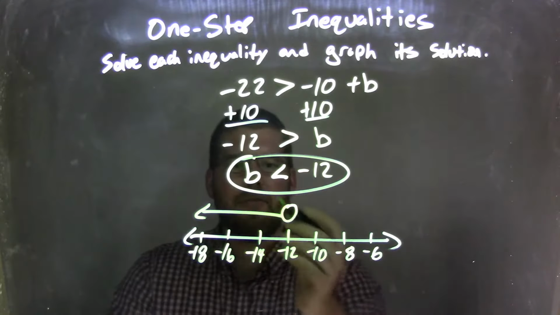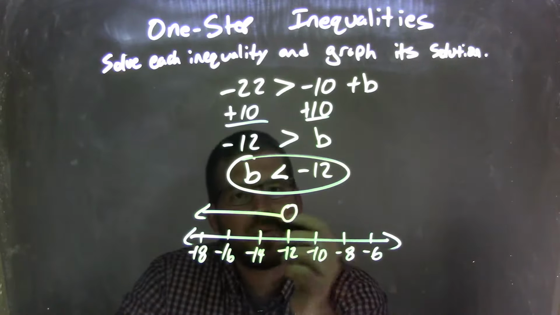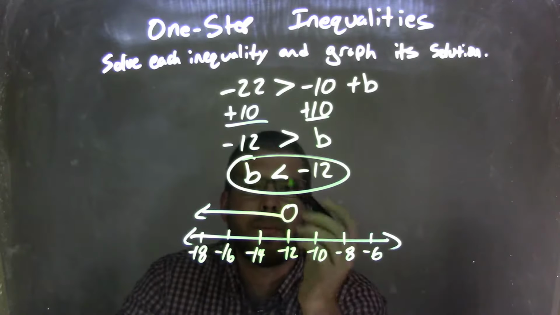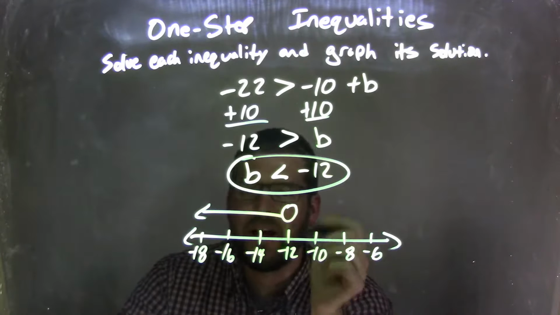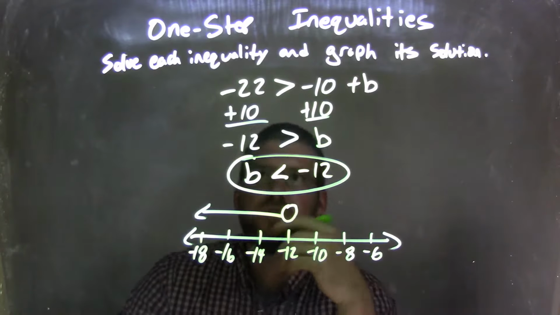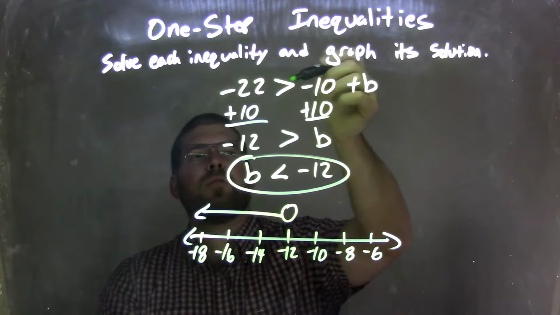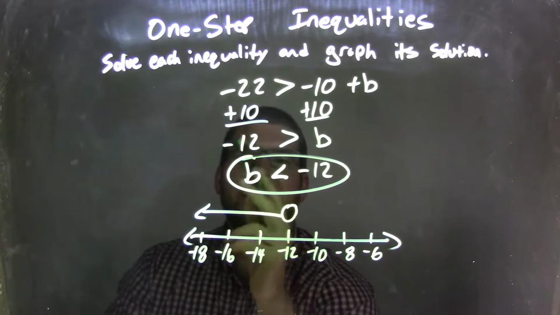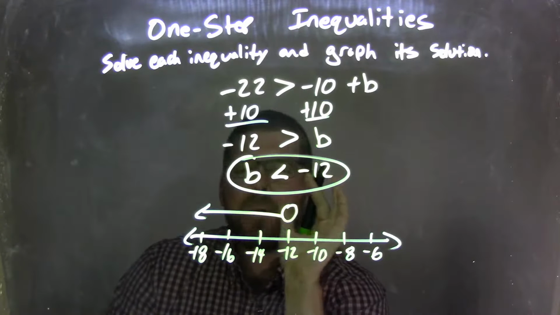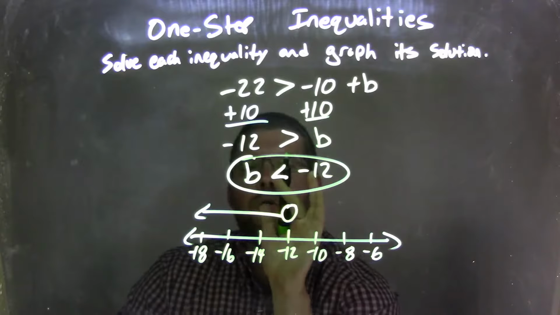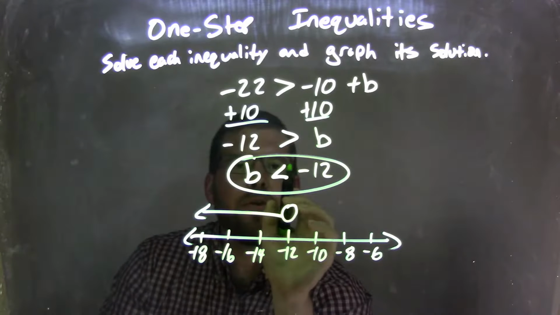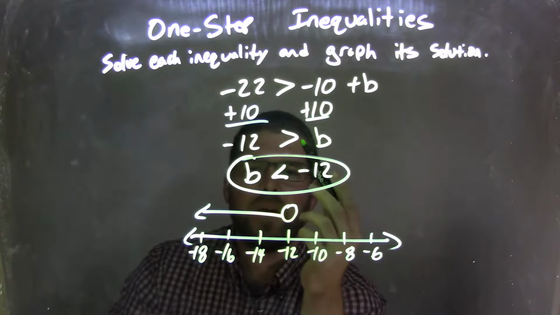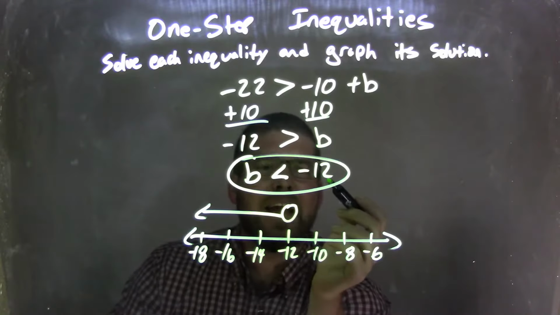Now I have a graph that represents all possible b values, all values where b is less than negative 12, which is that final answer. So let's recap. We're given negative 22 is greater than negative 10 plus b. I added 10 to both sides, giving me negative 12 is greater than b. But then I want to write b first, so by flipping that, I also need to flip the inequality, going from greater than to a less than sign, and negative 12.